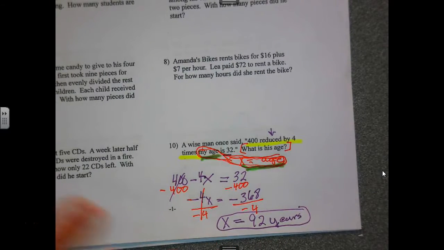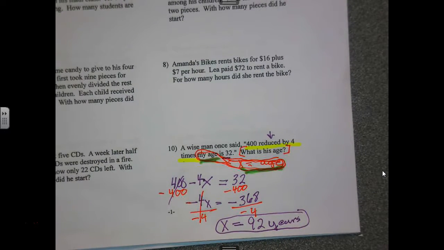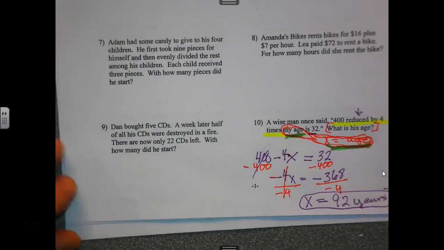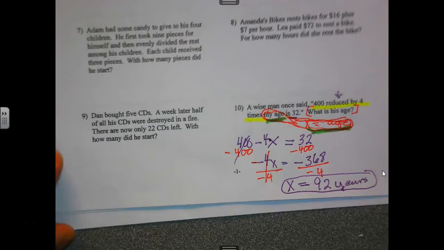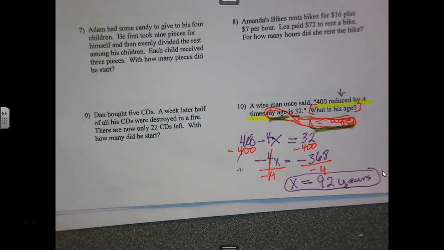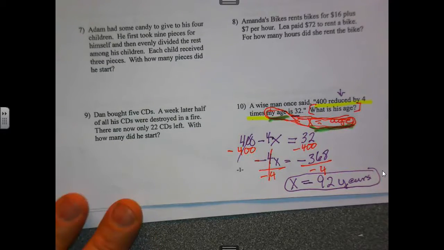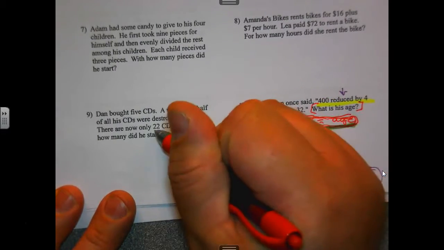I want to do number 9 too, because that's a different one. Let me do number 9. I'll go back and do 6. Okay, Dan bought 5 CDs. A week later, half of his CDs were destroyed in a fire. There are now only 22 CDs left. With how many did he start? There's my X.